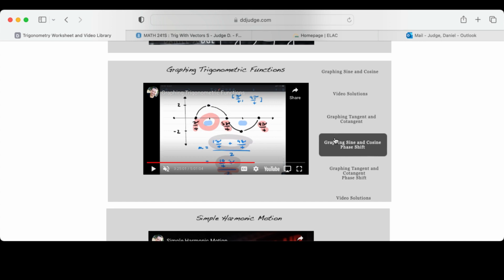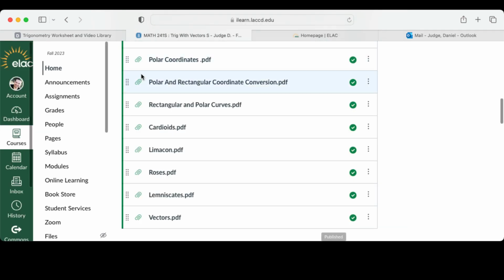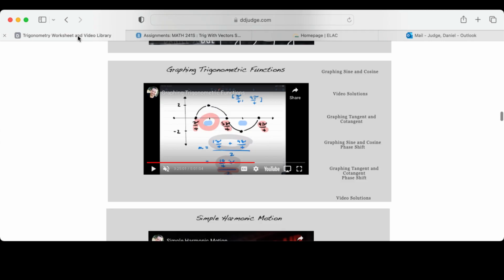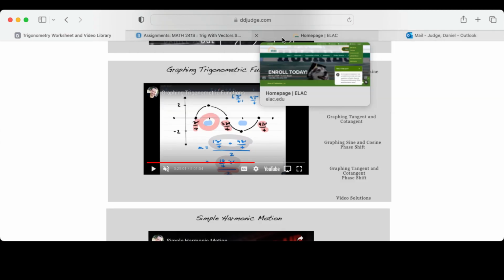Yeah. If you guys want to do the timestamps, you guys are free to do that. What is this called? Graphing sine and cosine, right? So assignment, the phase shift. Graphing sine cosine with phase shift.